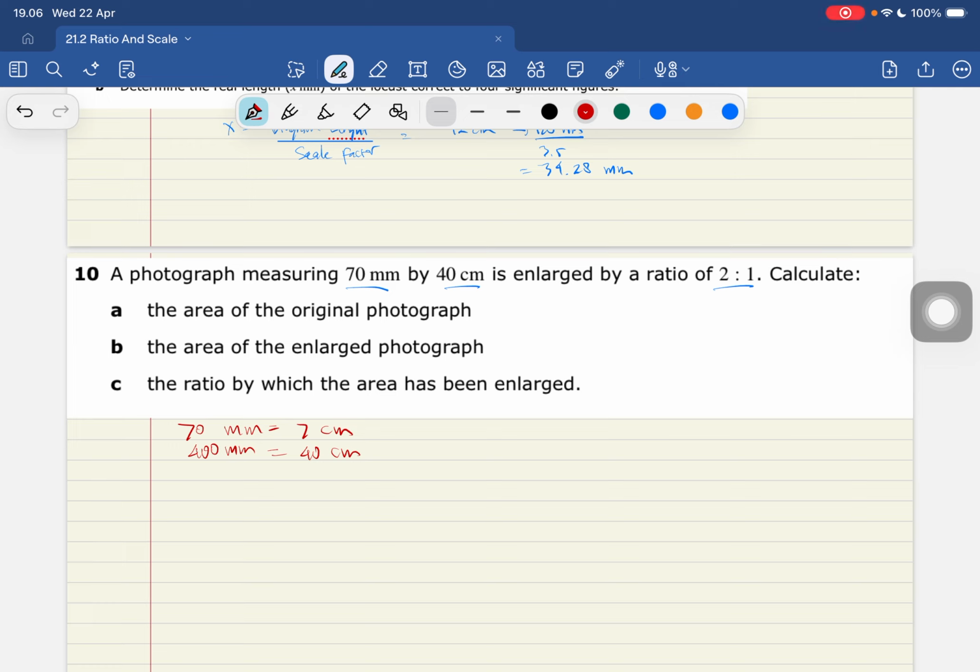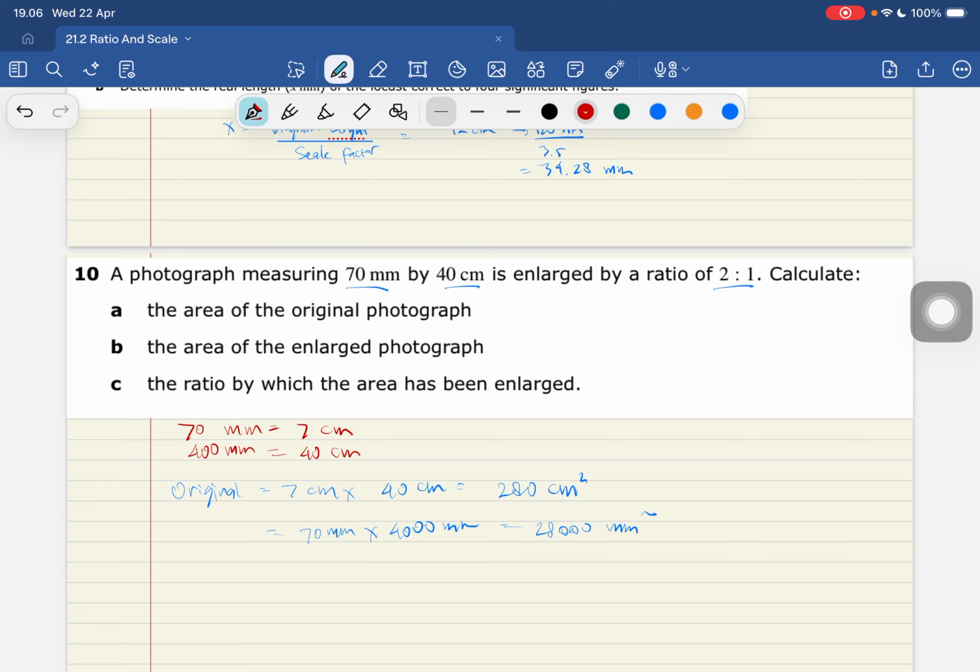Okay, so we need to find the area of the original photograph. In centimeter, we got 7 centimeter multiplied by 40 centimeter, so we got 280 centimeter square. And if we are using millimeter, we got 70 millimeter multiplied by 400 millimeter. It's going to be 28,000 millimeter square.